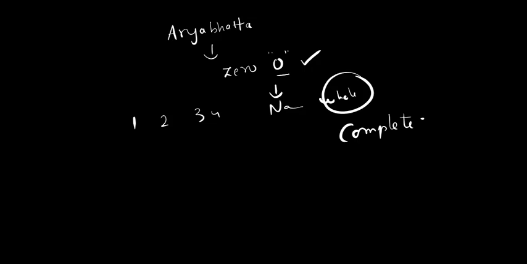At that time, they didn't use this 1, 2, 3, 4 and all. At the time, they used 1, 2, 3, 4, 5, like that. Okay. Don't worry about that. At the time, they didn't invent zero. There is no 10 like this at that time. Okay. No problem.